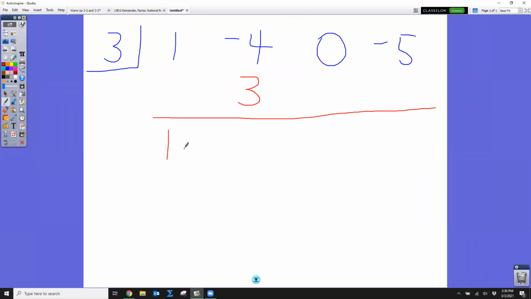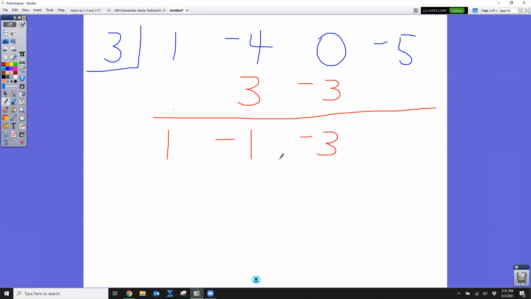After you multiply that 3 times 1, you put that number right under the next number that we haven't worked with, coefficient or constant if it's at the very end. We're going to take negative 4 and 3 and add them, so that leaves us with negative 1. Then we take 3 and multiply it by negative 1. We always do the same process. So 3 times negative 1 is negative 3, and we write that negative 3 right below the 0, the next number in our sequence. Then we combine 0 plus negative 3, which is negative 3.